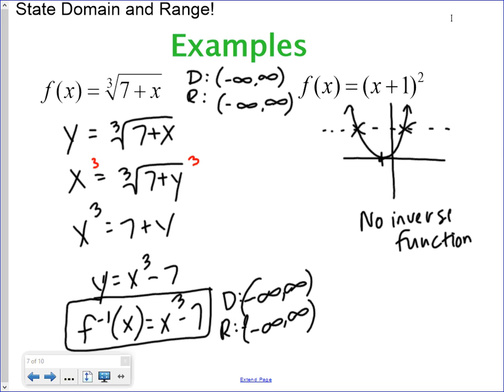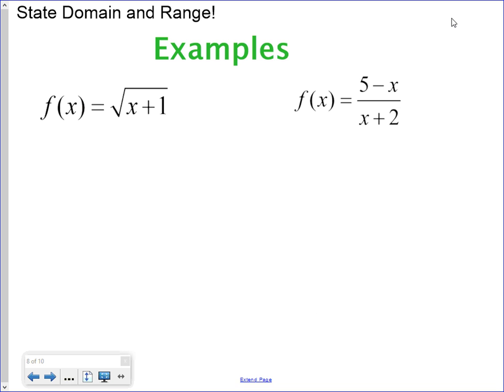Okay, a couple other examples. F of x equals the square root of x plus 1. I'm pretty confident this one would be pretty easy to type into our graphing calculator as well. So I'm just going to model for you. If you didn't have the graphing calculator, you'd think about the square root function. If it has an x plus 1, it's going to the left one, so it looks something like this. Will that pass the horizontal line test? Yes, so we should continue with finding the inverse.